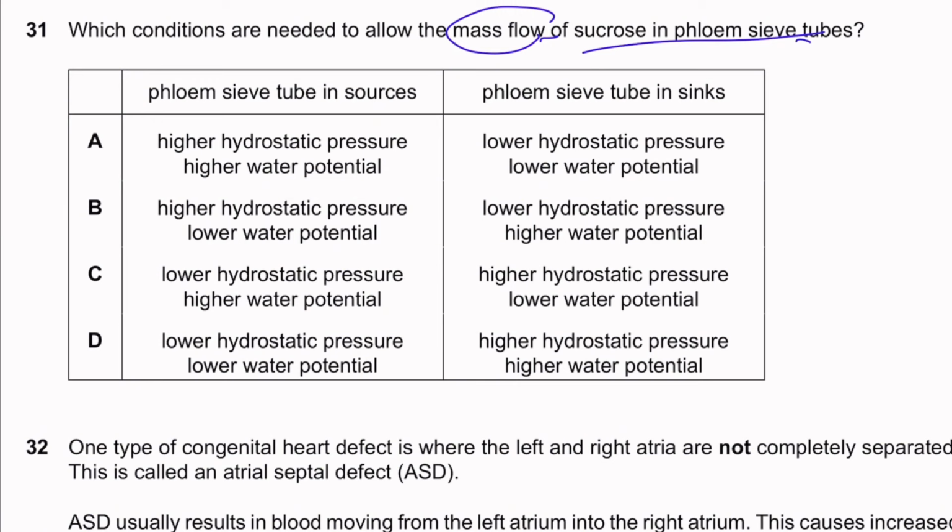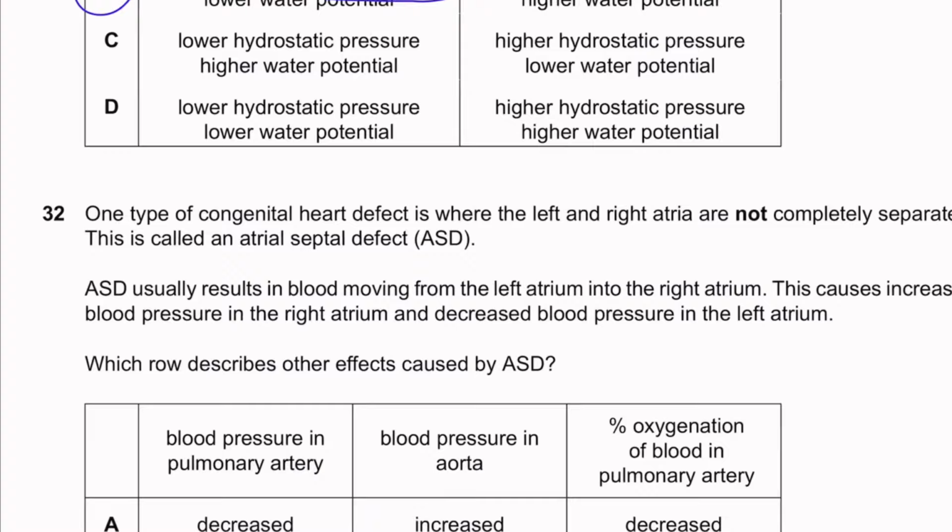So there will be a high water potential there, and also a lower hydrostatic pressure, and so that should be B. The hydrostatic pressure here allows for the mass flow when we are in the stem, but once we reach the sink, we need a higher water potential, which then can allow us to move into the cells of the root.